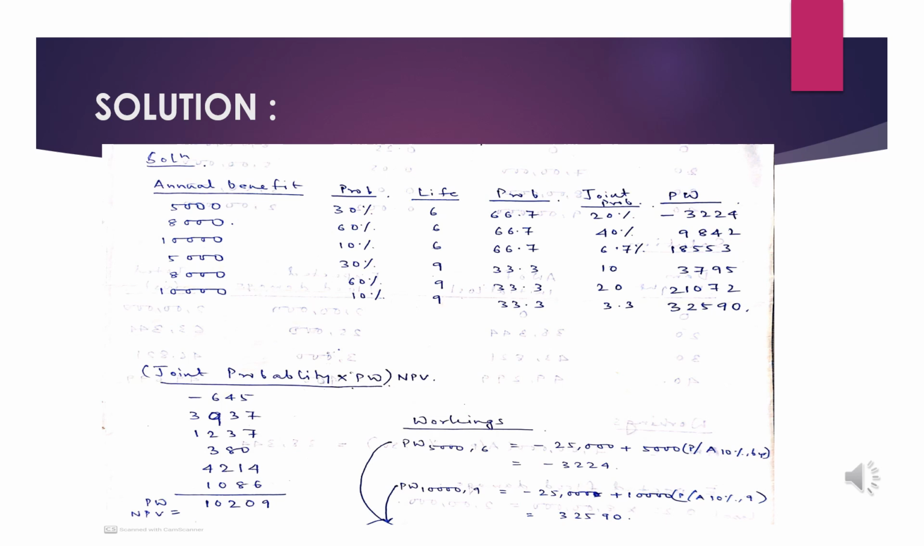So the organization should be investing 25,000 regardless of the project running for 6 years or 9 years. The organization will earn a profit at the end of the period. So it is useless for the organization to reject the project.